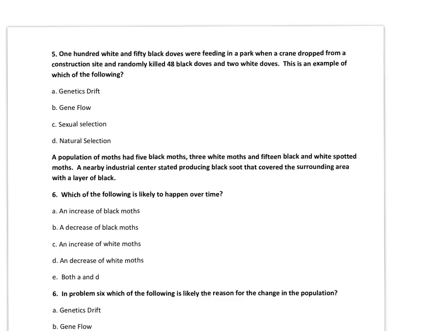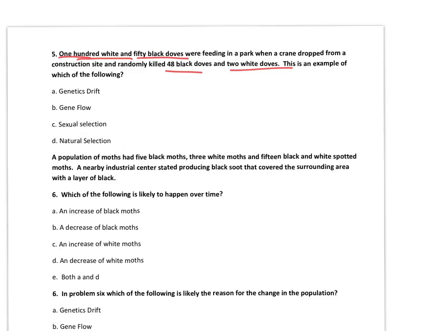100 white, 50 black. So let's take a look at this real carefully. I made this one up, so I was glad I didn't make a mistake. So you have 100 white and 50 black doves, right? We're feeding in the park, and a crane, like one of those construction cranes we have up in front, falls and kills 48 black doves and 2 white doves. It just happened that the black doves die more often than white.